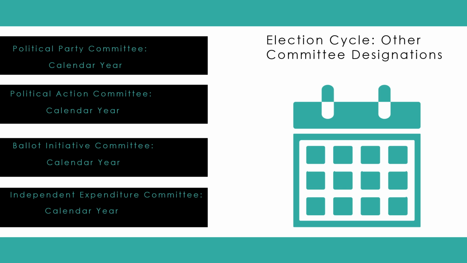The election cycles for political party committees, political action committees, ballot initiative committees, and independent expenditure committees follow the calendar year from January 1st to December 31st, resetting each calendar year.